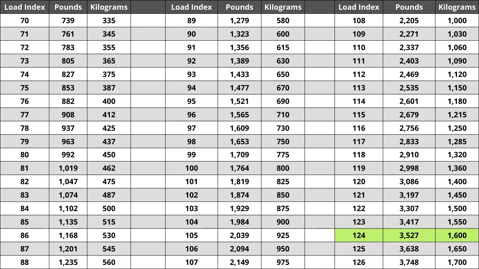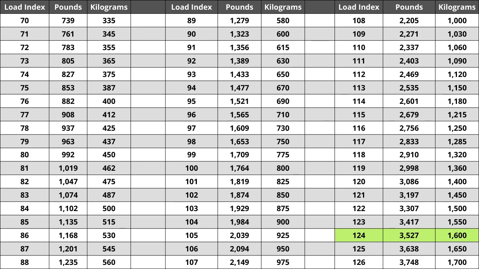So for the tire we are looking at today, the load index of 124 represents a weight capacity of 3,527 pounds. For my metric system using friends, that would be a capacity of 1,600 kilograms. Located next to the load index we just talked about, there is a letter. The letter Q is the speed rating for this tire. This is the maximum speed sustainable for the tire.